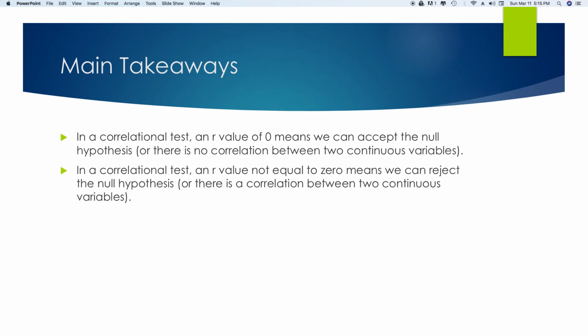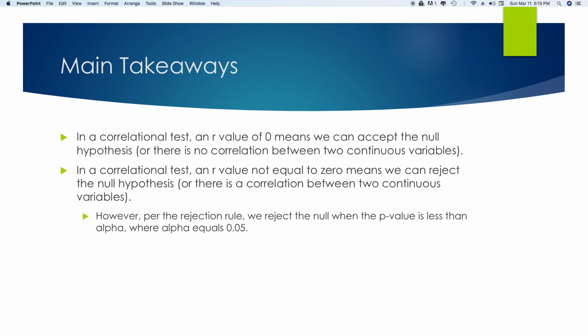In a correlational test, an R value not equal to 0 means we can reject the null hypothesis, or there is a correlation between two continuous variables, which is what we did go over in this presentation. And as an aside to that, we can reject the null per the rejection rule, which states we can reject the null when the P value is less than alpha, where alpha equals 0.05. An R value greater than 0 indicates a direct or positive relationship, which happen to be all of the significant correlations we found in this exercise.